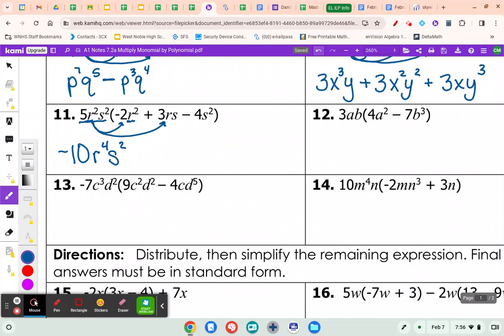Go ahead and distribute to the next one. We have 15 r cubed s cubed. We have, for the third term, negative 20 r squared s to the fourth. Okay, you're just adding your exponents of like bases and multiplying big numbers. Try 12.